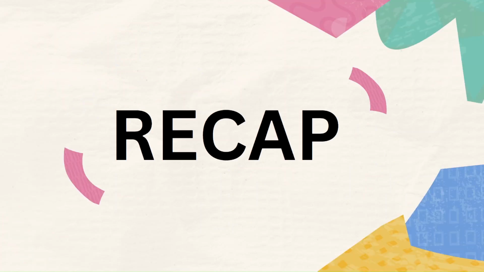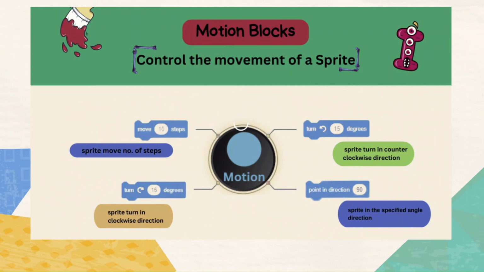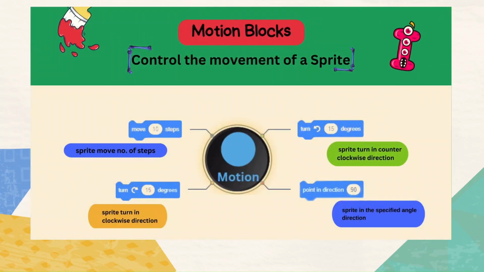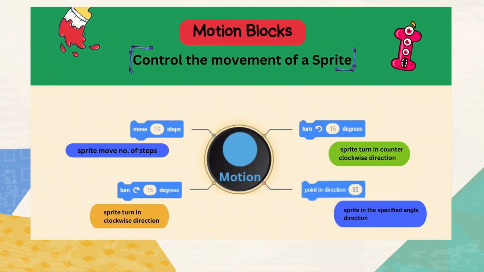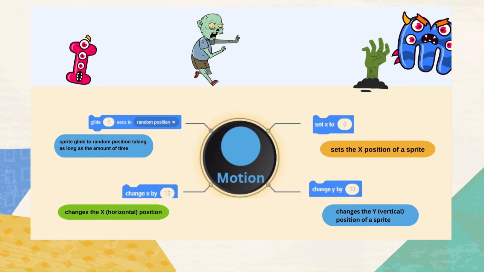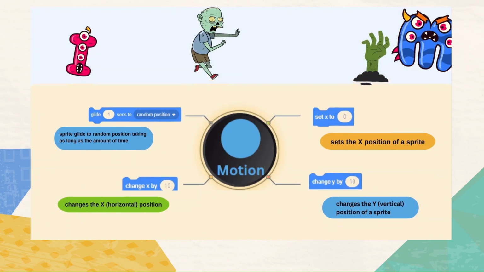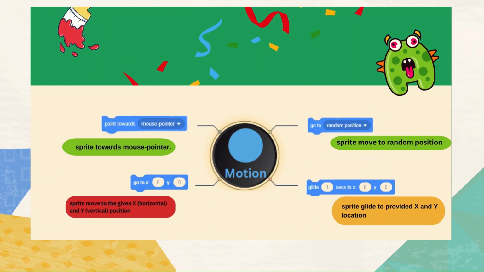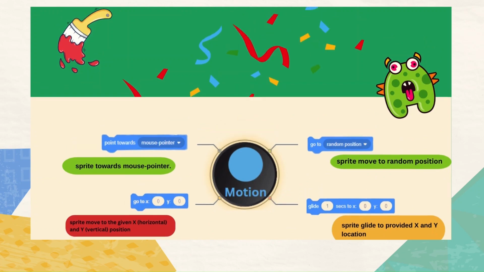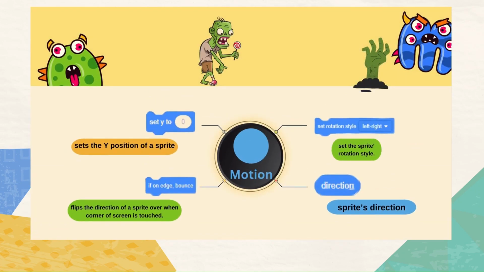So now let us have a recap of what we did in our earlier video. Basically there we studied motion blocks, and there were different motion blocks. As you can see here, we were studying glide, set X, then point towards mouse pointer, and we even did some of the code blocks, right? We created them and we saw how we can use different motion blocks.